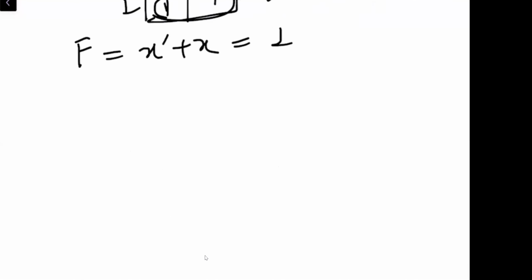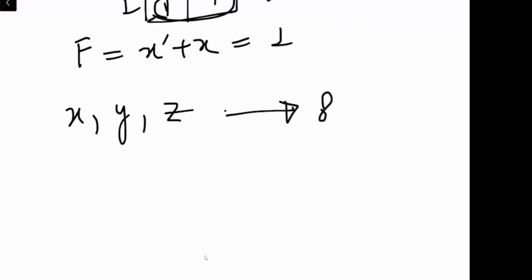Okay, so now let's move to 3 variables K-map. Now in case of 3 variable K-maps, let's suppose we have x, y, and z. So if we have 3 variables, this means we can have a total of how many minterms? 8 minterms. Now when we have 8 minterms, we will be requiring how many boxes? 8 boxes.